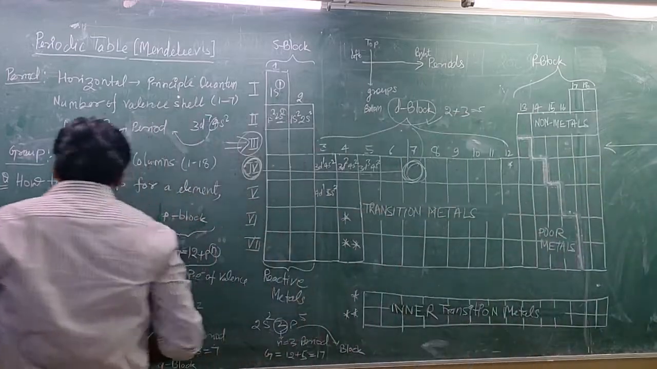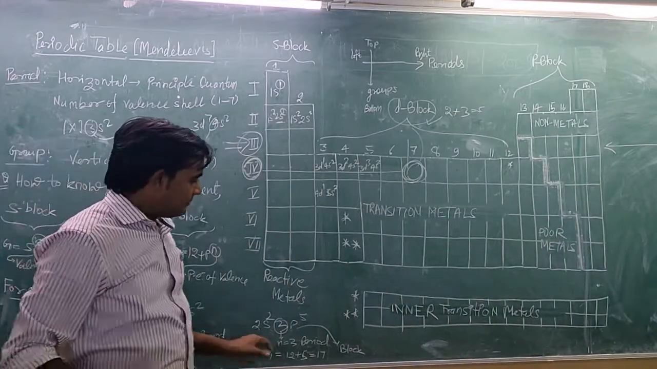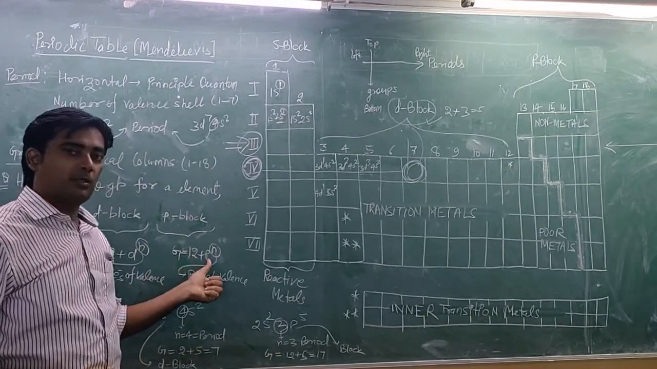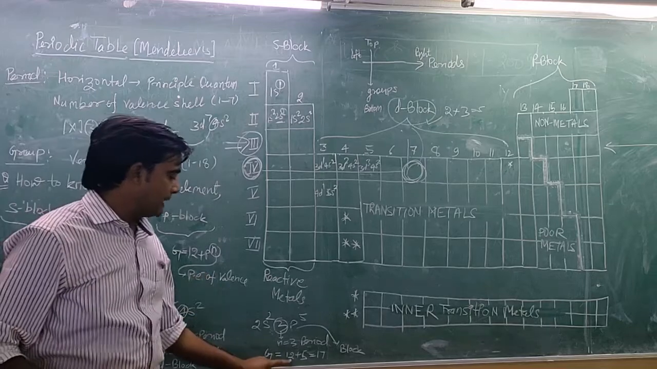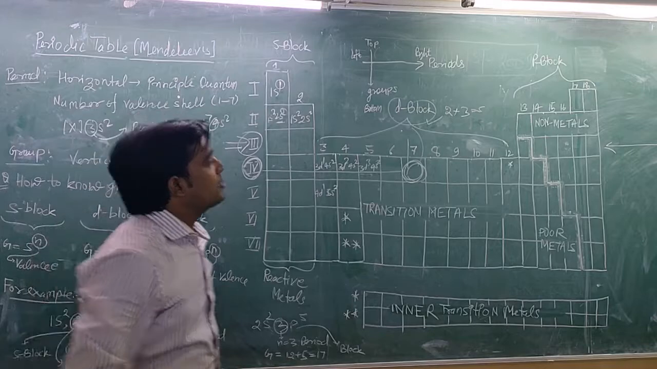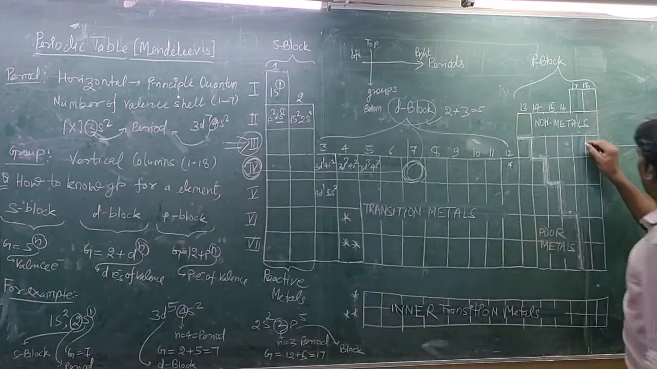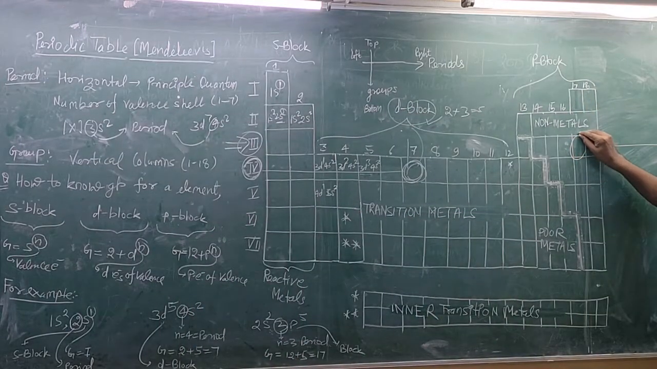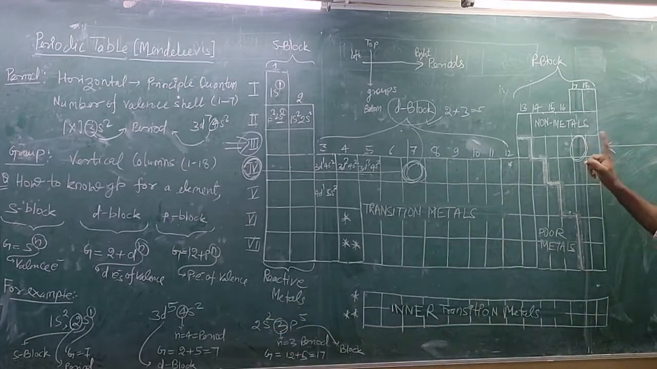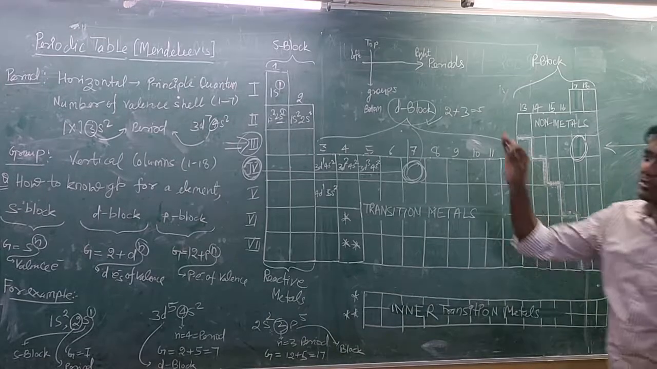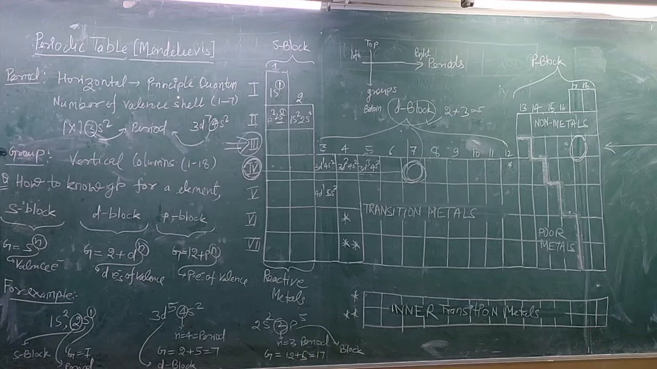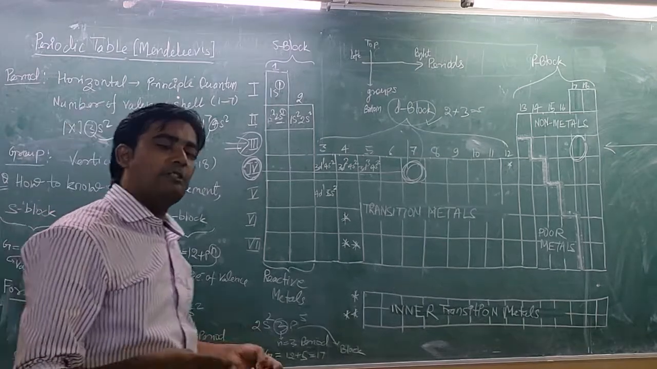Now you need to calculate the group number. Group is equal to 12 plus p electrons. So 12 plus p electrons, which are 5. 12 plus 5 is equal to 17. So where is the 17th group? This one. This is the exact location of that electronic configuration. So on the basis of these basic terms, we can identify the exact location of any given electronic configuration.